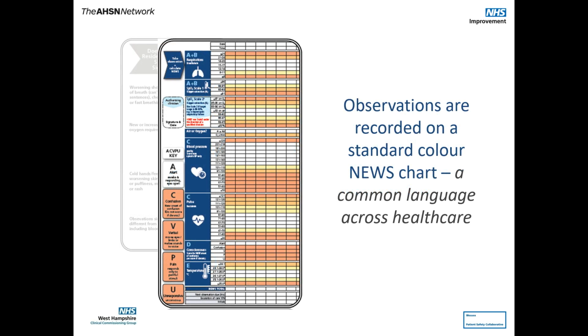The next part is doing physical observations using the National Early Warning Scores. These are 6 components of observations, which include the respiratory or breathing rate, the level of oxygen in your resident's bloodstream, their blood pressure, their heart rate, how conscious or alert they are, and their temperature. Together they give you a score between 0 and 20, and this score indicates how unwell your resident is. This is a common language across healthcare.